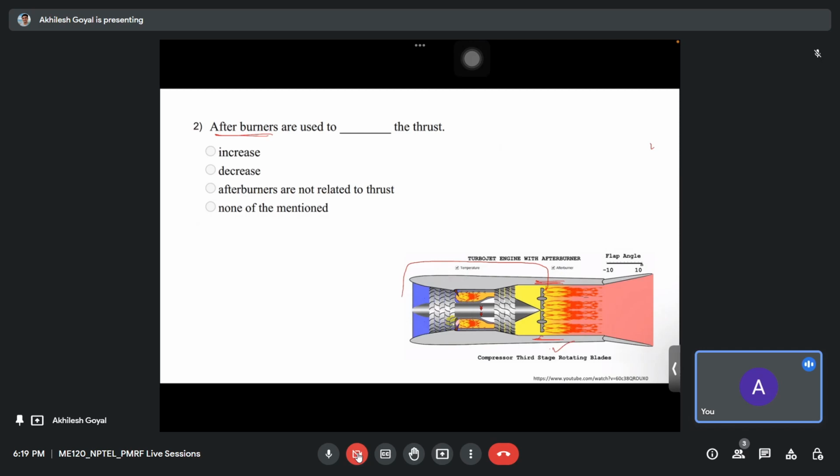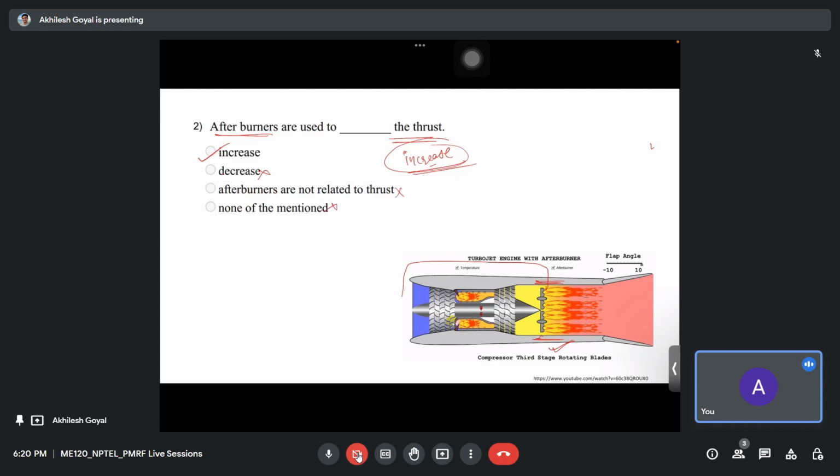So basically, to look at the options, afterburners are used to increase the thrust, right? So afterburners are used to increase the thrust. The first option is the correct option. Second one is wrong. Afterburners are not related to thrust? No, it is wrong. Afterburners are related to thrust because in afterburners the extra fuel is injected into the exhaust, that results in more heat generation, more fuel combustion, and more thrust through the nozzle. Okay. So this option is also right. None of the mentioned. This is all.